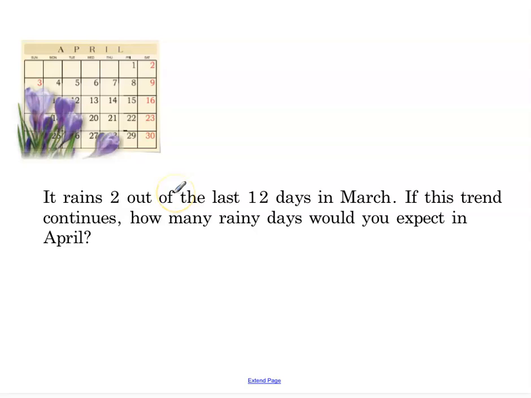So now we look at the next problem. It rains 2 out of the last 12 days in March. If this trend continues, how many rainy days would you expect to have in April? The easiest way to do this is to set a proportion. If it rained 2 out of 12 times, we want to know how many times it would have rained in April. And April, by looking at the calendar, or you might know, has 30 days.